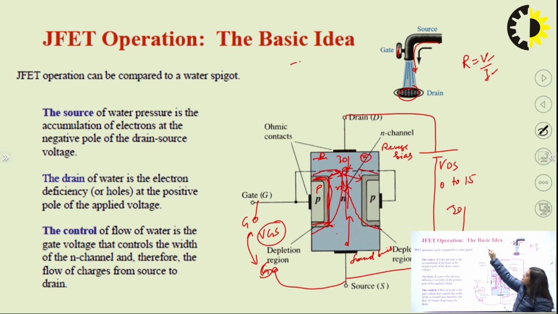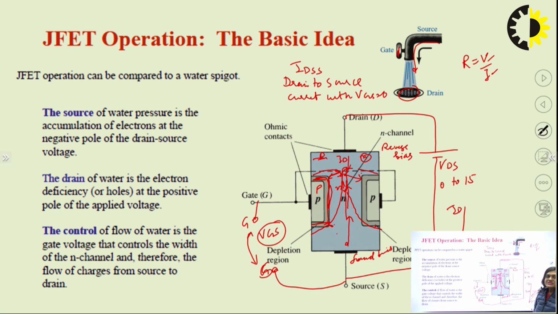IDSS means drain to source current with VGS 0. Keeping VGS 0 at that moment, the drain to source current is called the IDSS current.